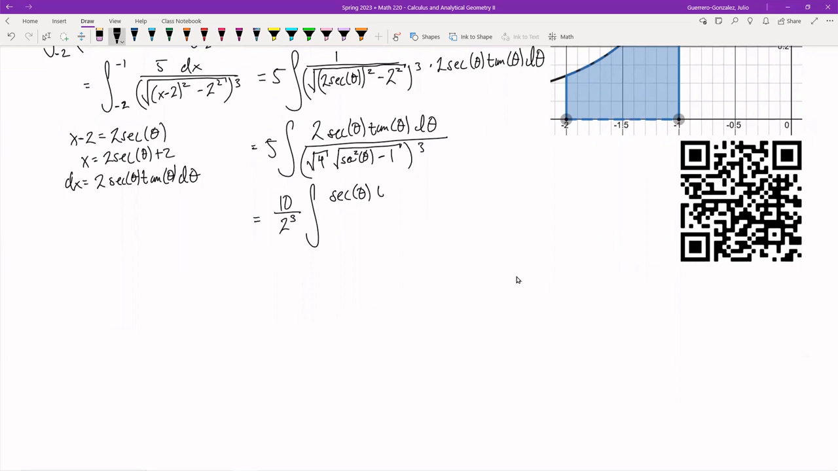Secant theta tangent theta d theta all over, right? Secant squared minus 1, that's tangent squared. The square root of tangent squared, right, is just tangent, and then that's still being cubed. So what I get left with at the bottom, right, is going to be a tangent cubed of theta.